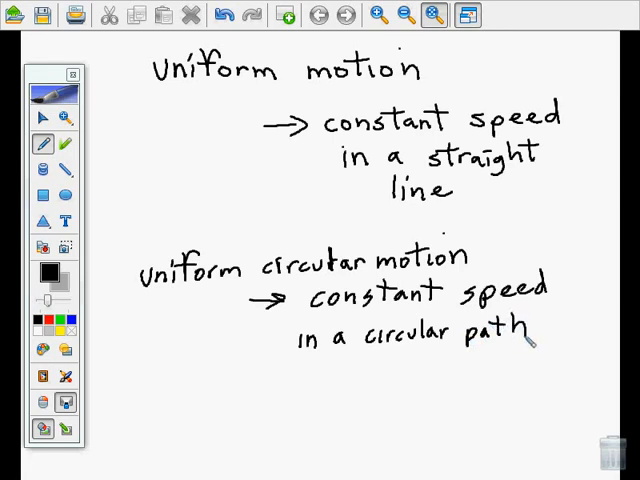And what we're going to discuss today is how to calculate this object's velocity, how to calculate this object's acceleration, and how to calculate this object's force that it is experiencing. So today's lesson is on uniform circular motion.